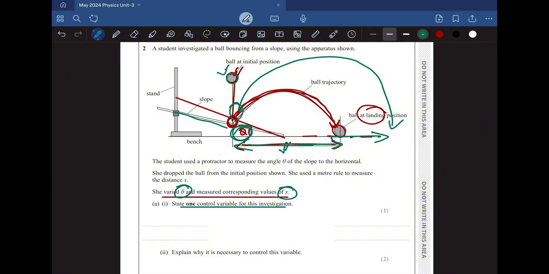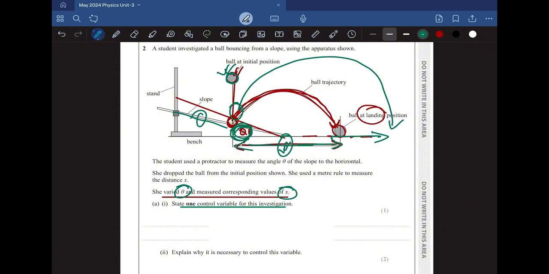But if you change the initial height from which the ball is falling, then you are basically making changes in all the three departments, and you will not be able to get the corresponding values of x with theta. So that's why you have to keep this value constant to get the corresponding x values with the change in theta when you will increase the value of this slope, or you will decrease the value of this slope. So this is what control variable is.